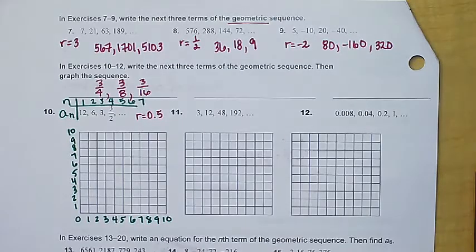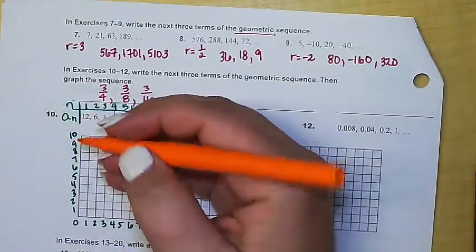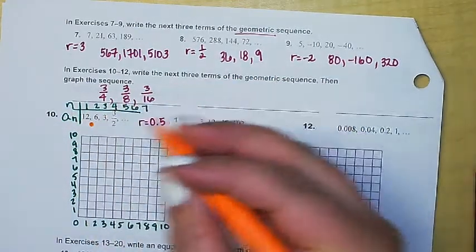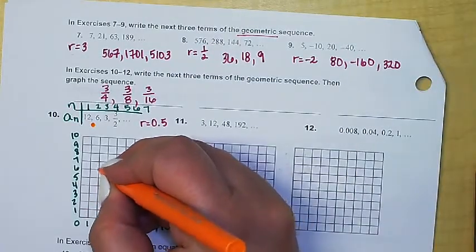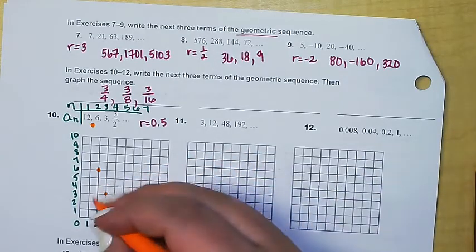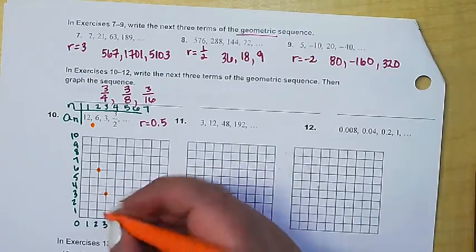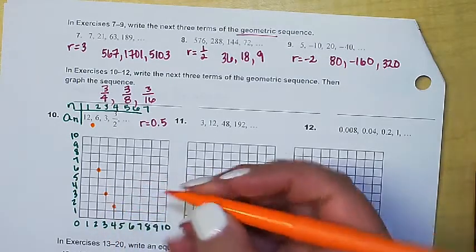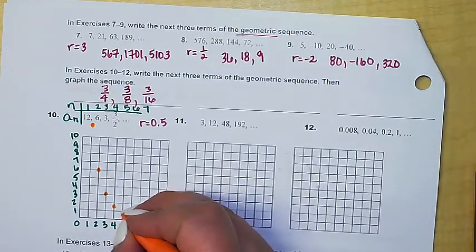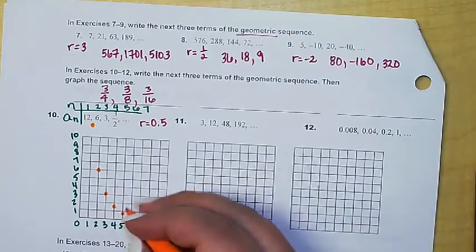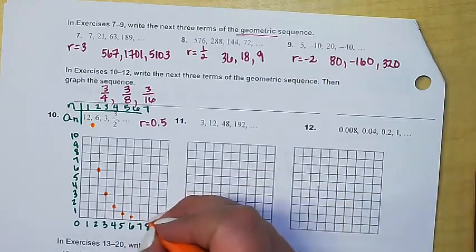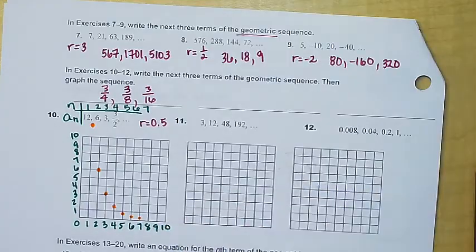And then we know that the first term in the sequence was 12, so this goes to 10, 11, 12 is probably about right there. The second term in the sequence was 6. The third term was 3. The fourth term was 3/2, which is 1.5, so about right there. The next one was 3/4, the 5th term, so that's about right there. And then 3/8, which is a little less than half, and 3/16, which is about a quarter of the way. Okay. So there are our values.